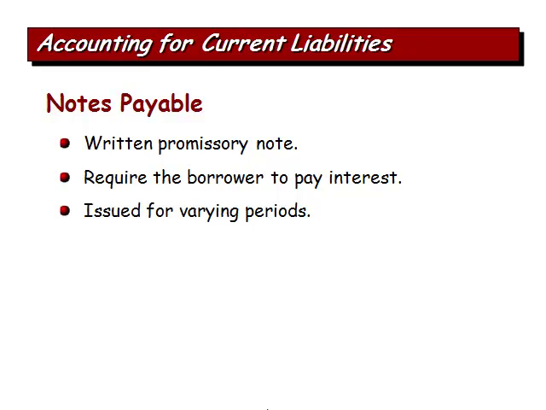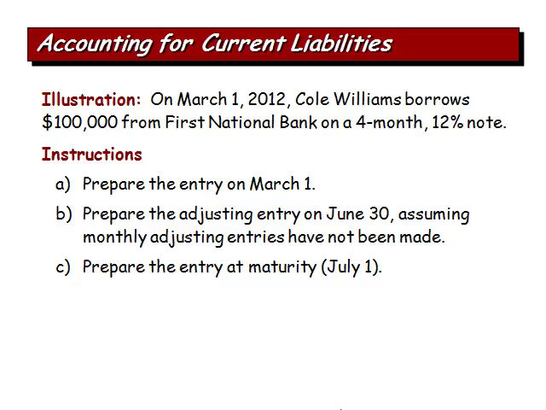So notes payable are written promises to pay, IOUs if you will. They require the borrower to pay interest, and they're issued for varying lengths of time, different time periods. Illustration, on March 1st, 2012, Cole Williams borrows $100,000 from First National Bank on a 4-month 12% note. And you remember that 12% is always stated as an annual rate.